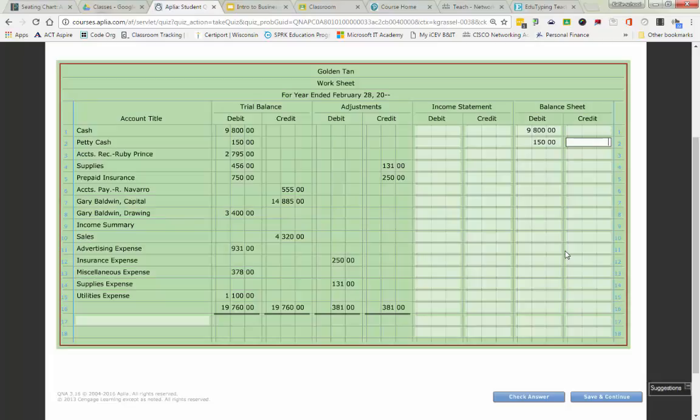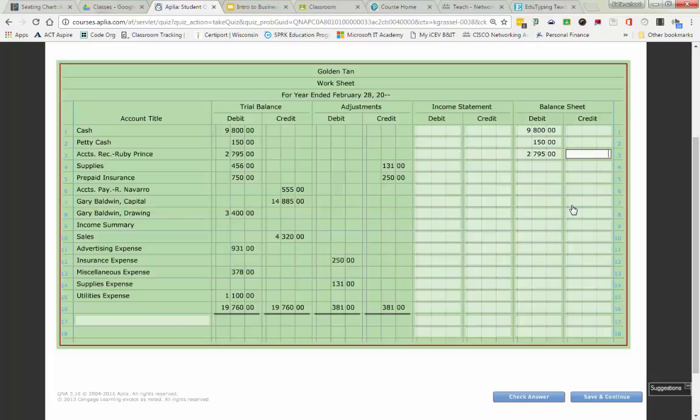Accounts receivable, Ruby Price, is what type of an account, Clayton? Debit is going to be its normal balance. The classification: asset, liability, owner's equity, revenue, and expense. Yes, it is an asset. So where is it going to go? On our income statement or balance sheet column? Yes. So accounts receivable, Ruby Price, has a debit balance of $2,795. Nothing in the adjustment column. So I'm going to put $2,795 in our balance sheet column.